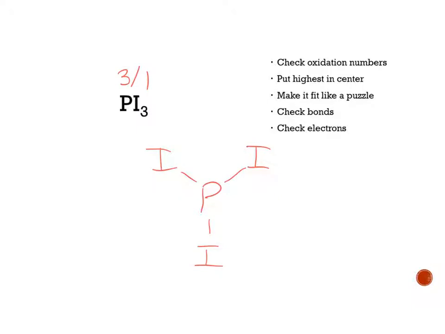Now our bonds are good, right? Phosphorus has 3, each iodine has 1. We just have to check our electrons. Phosphorus only has 6 electrons. It has 2, 4, 6. Okay, so it needs 2 more. So I'm going to put 2 electrons on top of that phosphorus. And then our iodines are in the same shape they were in the example before this one. They need an additional 6 electrons to complete their octet, and so I have to put in 6 around each of the iodine. So this would be the correct electron dot structure for PI3.